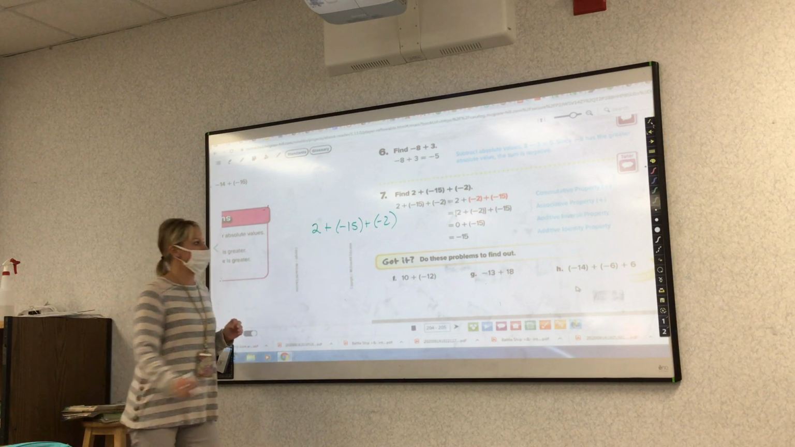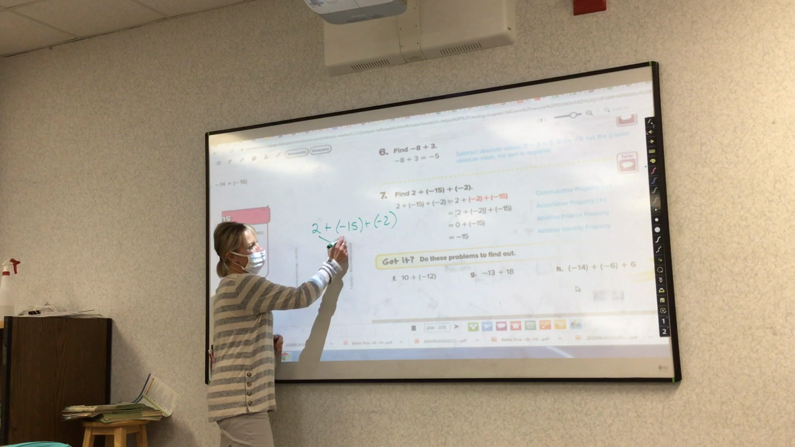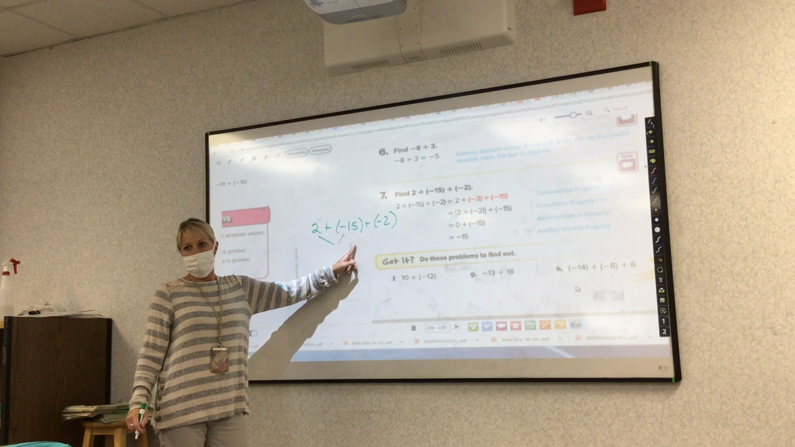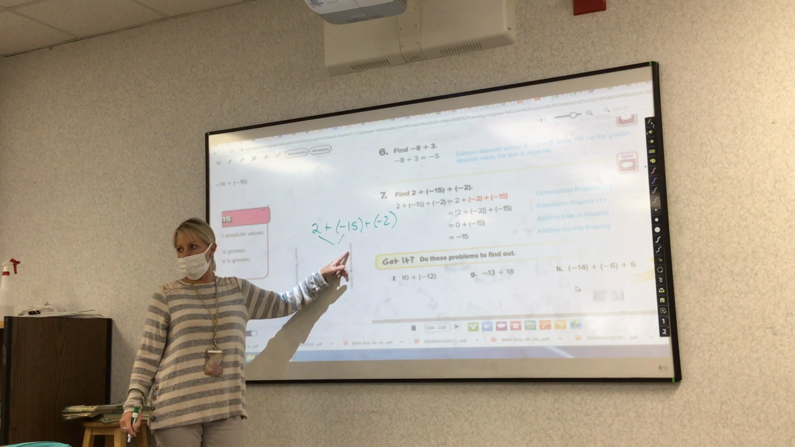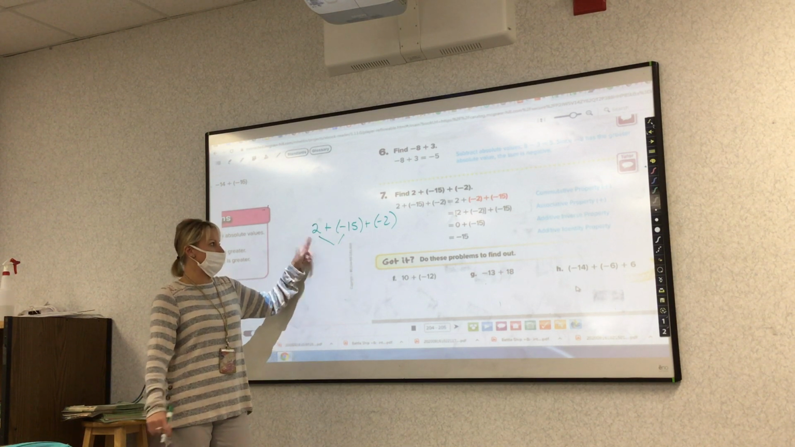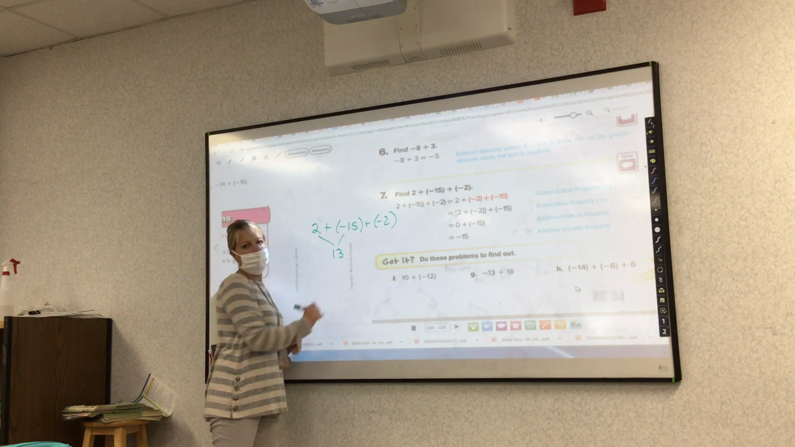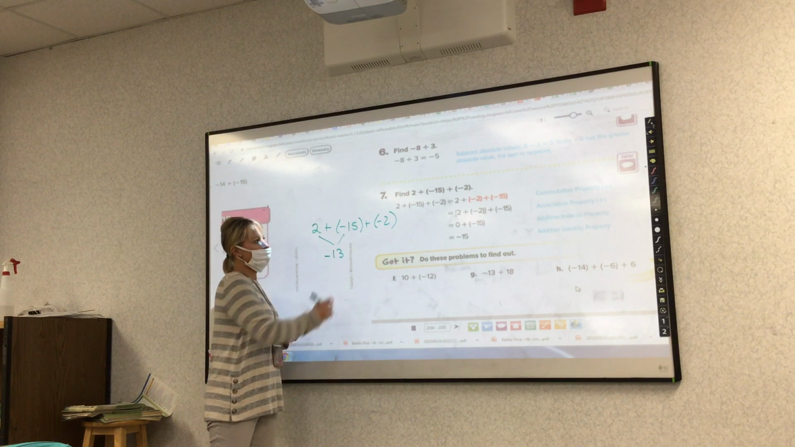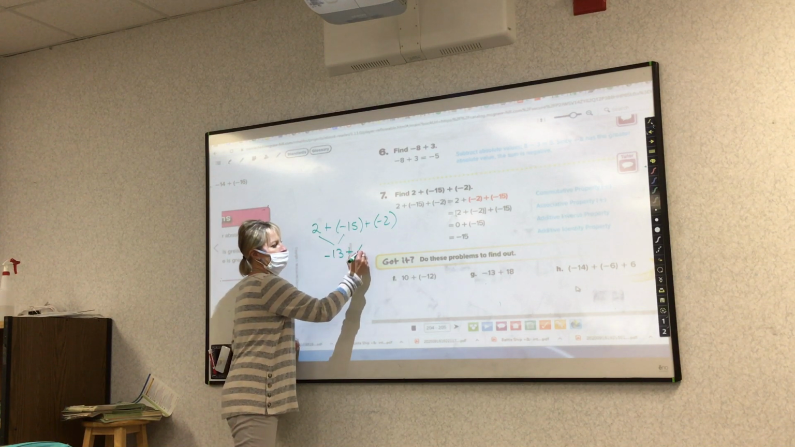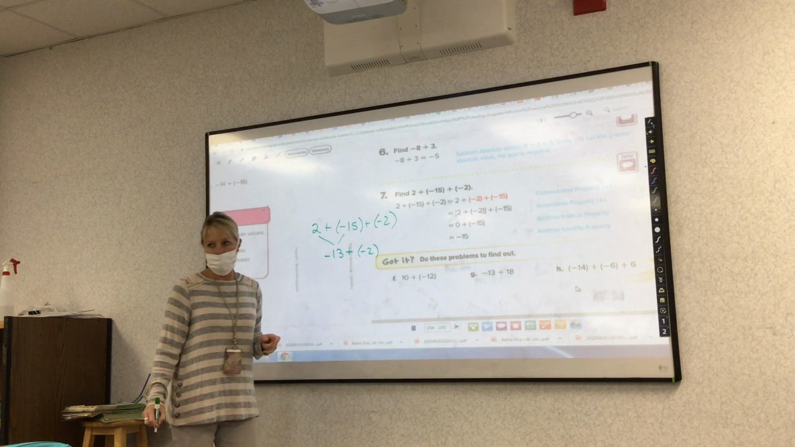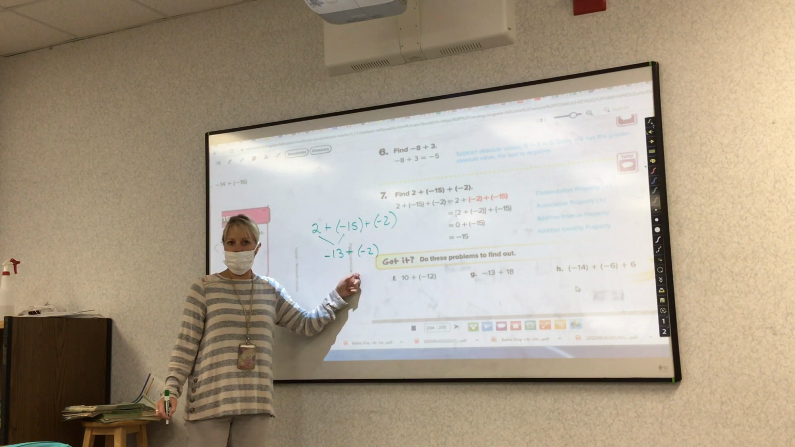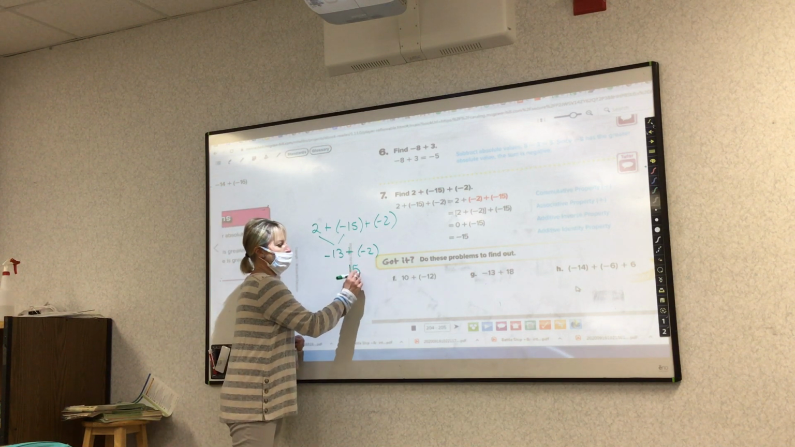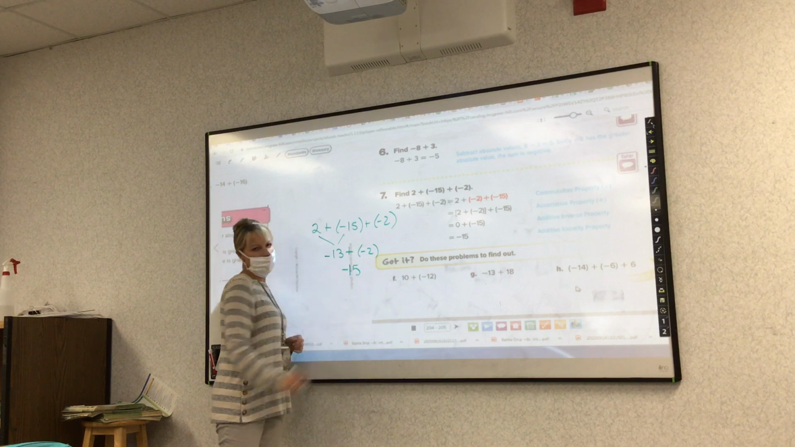So this is how I'm going to show you. I have a +2 and a -15. I have a positive and a negative, so I subtract. 15 minus 2 is 13. Keep the sign of the bigger number, so it's a -13. Then bring down my plus -2. They're both negative, so you add. 13 plus 2 is 15, and then you keep the sign, which is negative.